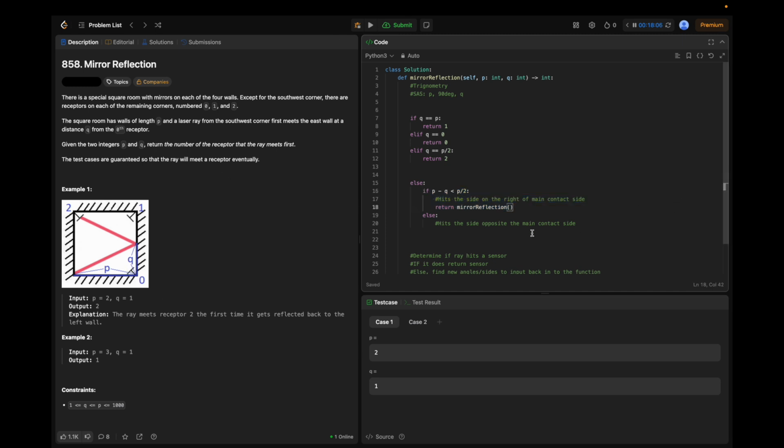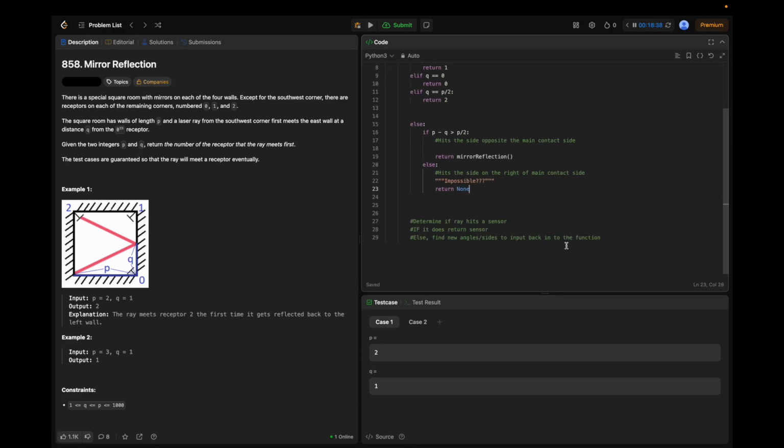Okay, so make this greater than again. So over here, and then tentatively this will be impossible. Impossible. And we're going to return none, just in case. I want to know if that ever goes there.